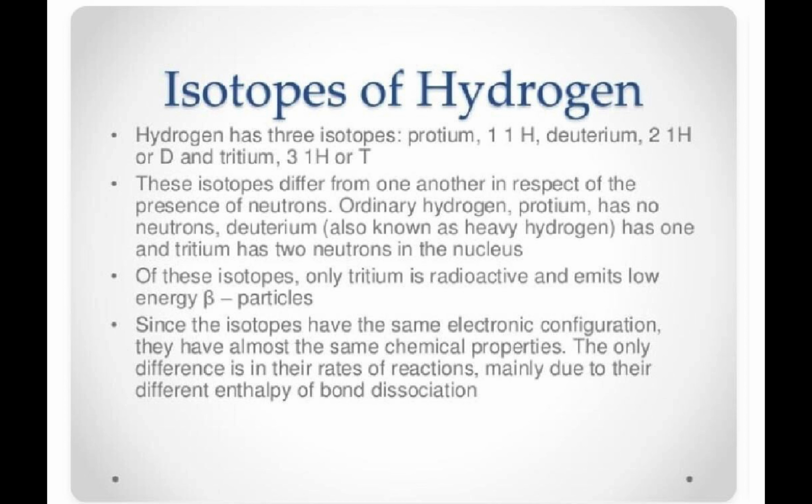The isotopes which have the same electronic configuration have the same chemical properties. The only difference is their rate of reactions because of the different enthalpy of bond dissociation. Enthalpy, entropy and all that will come in physical chemistry, which I will do in another section.